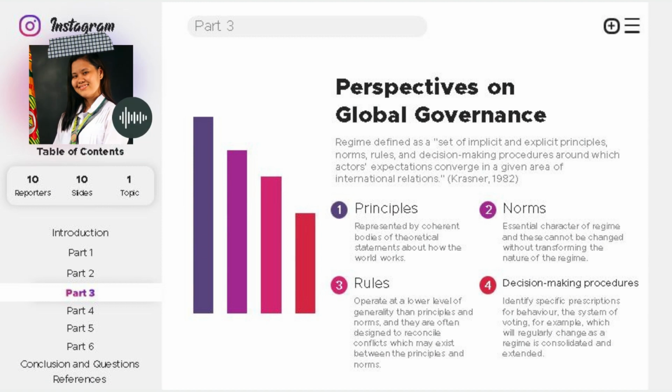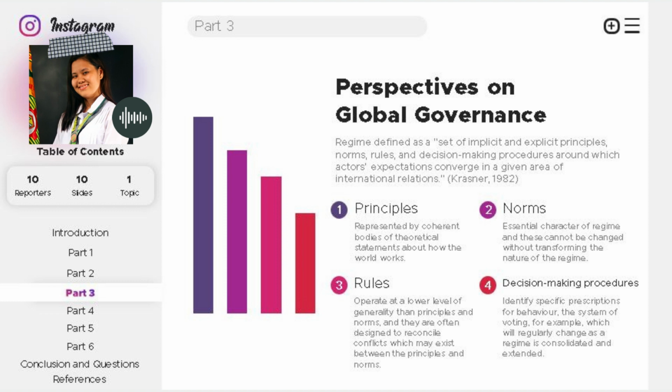Next is perspectives on global governance. There are four defining elements of an international organization or regime. These are the principles, norms, rules, and decision-making procedures. First is principles. When we say principles, it is represented by those people who are capable of logical and consistent speech to give statements or information to the people of how the world works in society and in every circumstance. Next is norms. It is about identifying the general standards and behavior, and identifying the rights and obligations of the states.